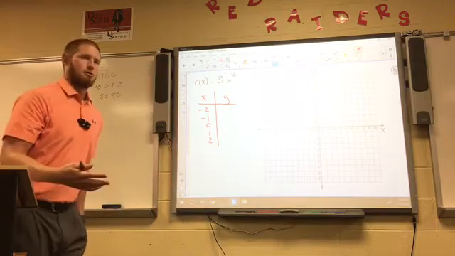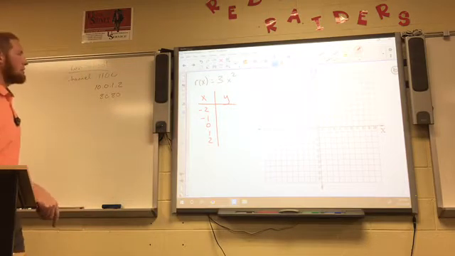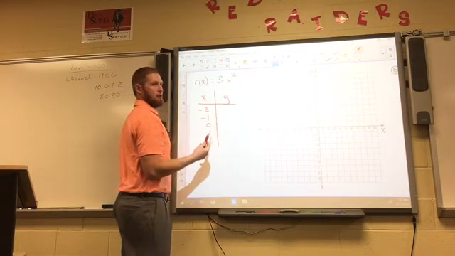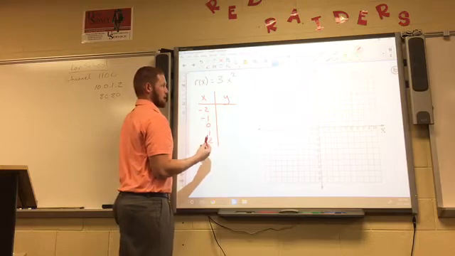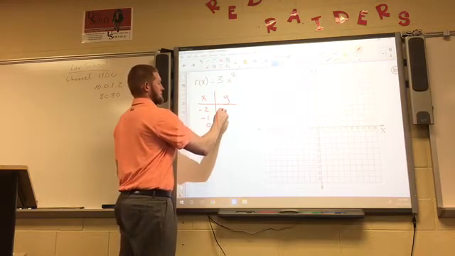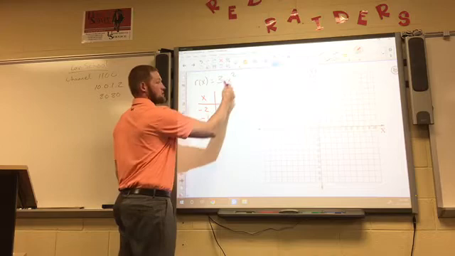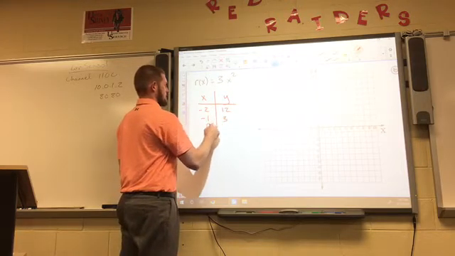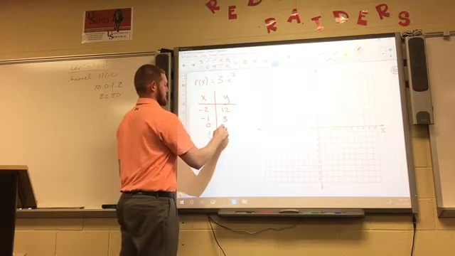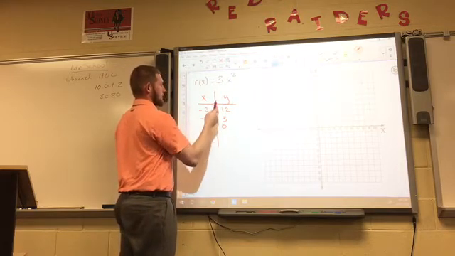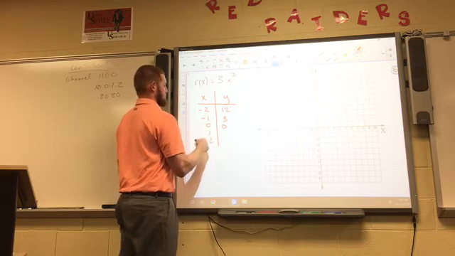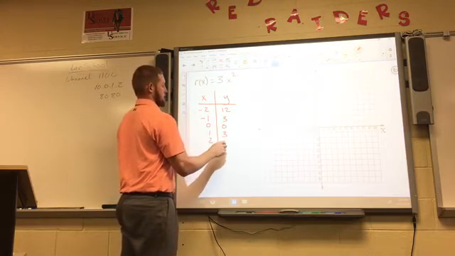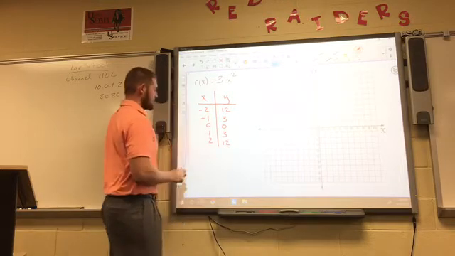Sometimes you might have to pick extra numbers depending on where those end up. So I take -2, I square it to get +4 times 3 is 12. -1 squared times 3 is 3, 0 squared is 0 times 3 is 0. 1 squared times 3 is 3, and 2 squared times 3, 12. Okay.